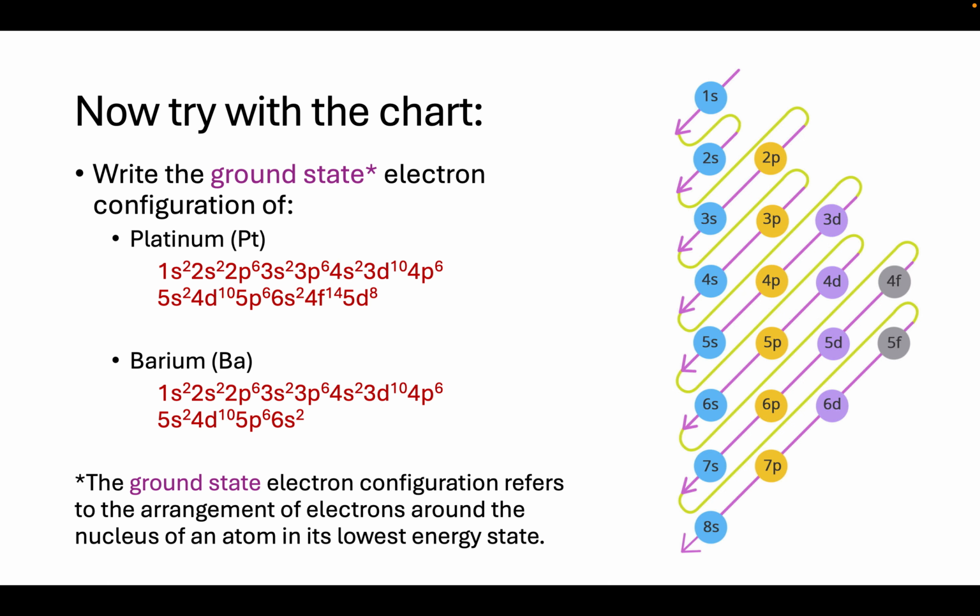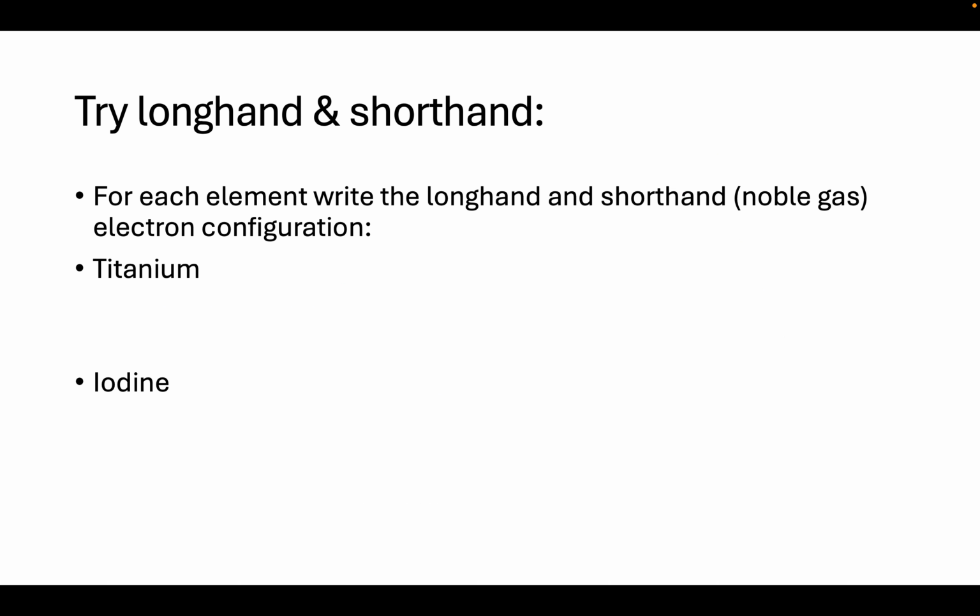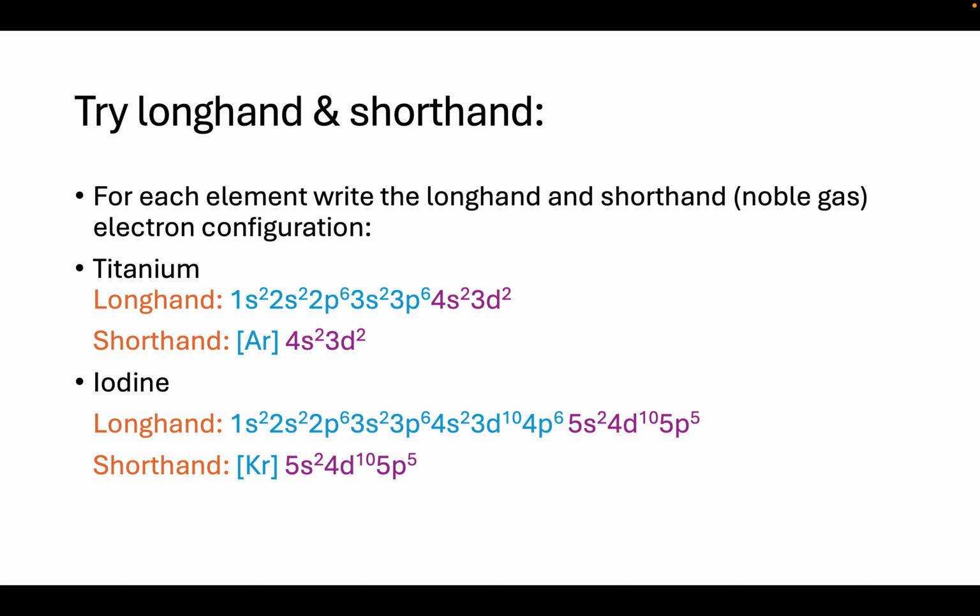All right, did you get it? If you did, great. If you're feeling super confused, we can talk about that in class. If you almost got it, but you're like, oh, I get it in general, but I just made a mistake, oh, that's great too. Good job. All right, for this one, using whatever method you are preferring right now, write both the longhand and the shorthand or noble gas electron configuration for titanium and iodine. Pause here. Did you get it? Amazing.